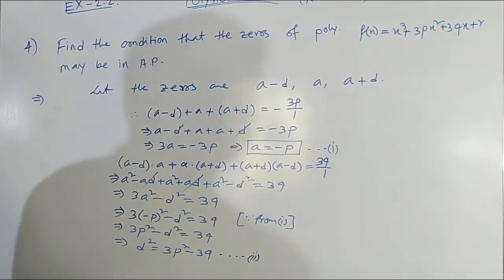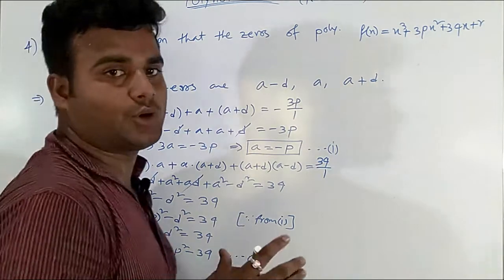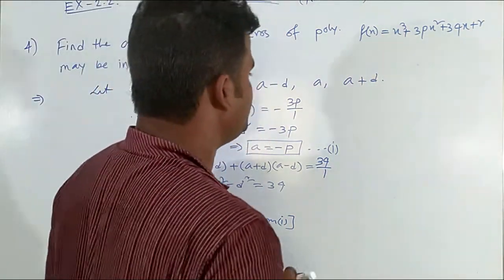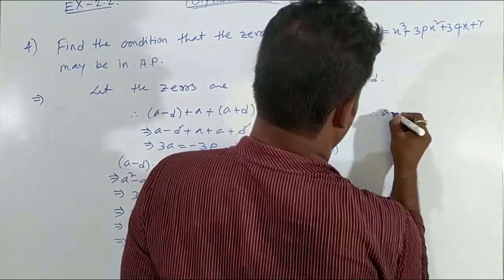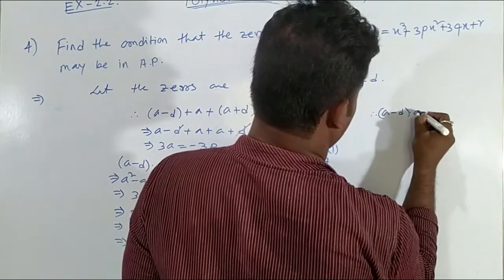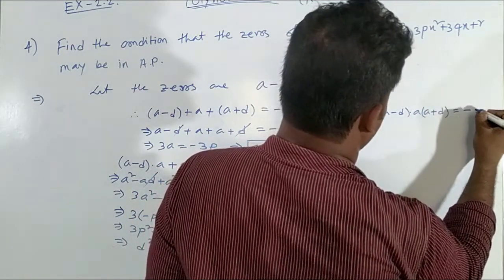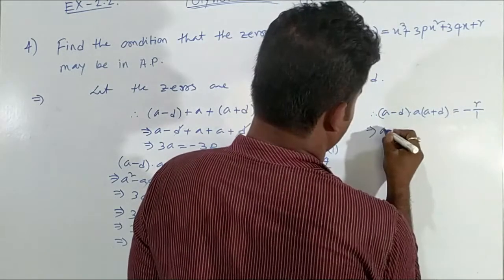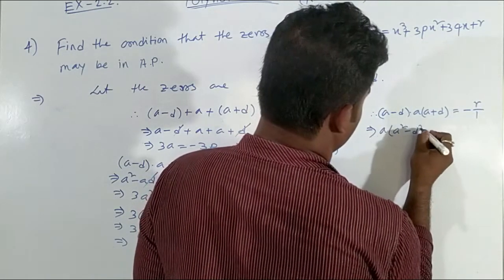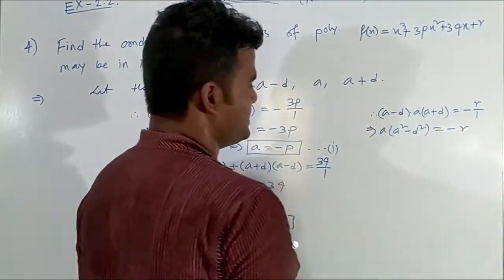Equation 2. Now from the third relation, that is the product of the zeros is equal to minus d by a, a minus d into a into a plus d is equal to minus r by 1. Solve this: a into a square minus d square is equal to minus r.